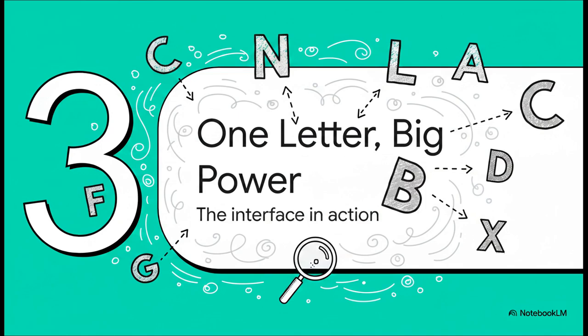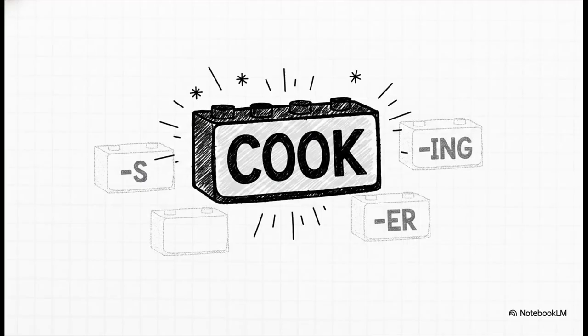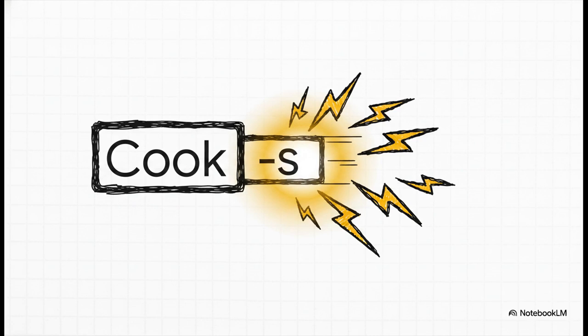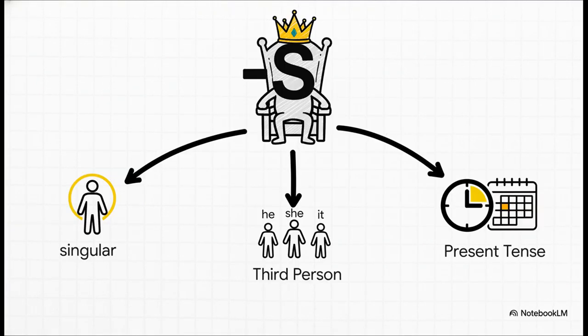How can one tiny little piece of a word, I'm talking a single letter, have so much power? Let's look at a super simple, everyday example. We'll start with our base word cook. It's simple, it's straightforward, it's just sitting there, full of potential. But just watch what happens when we make one tiny little change to its form. Yep, we just add a single letter, an S, to make cooks. I mean, it seems so insignificant, right? But believe it or not, that one letter has just sent a powerful set of instructions out to the entire sentence.